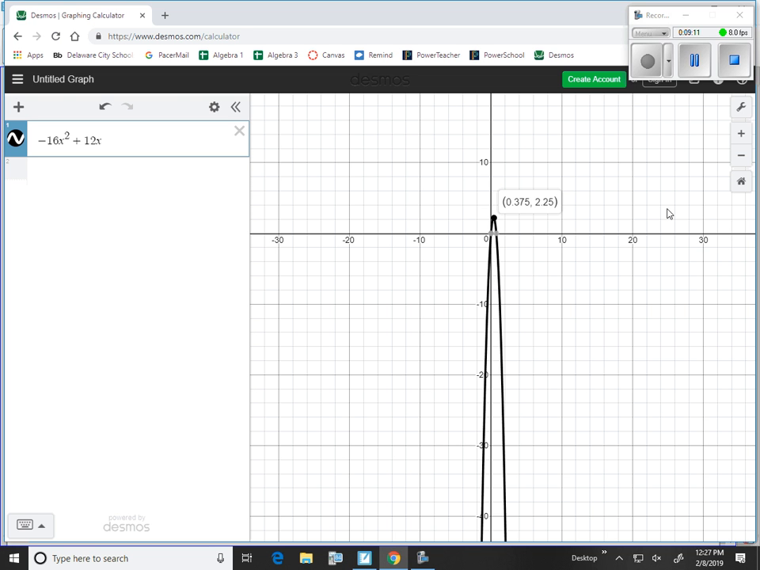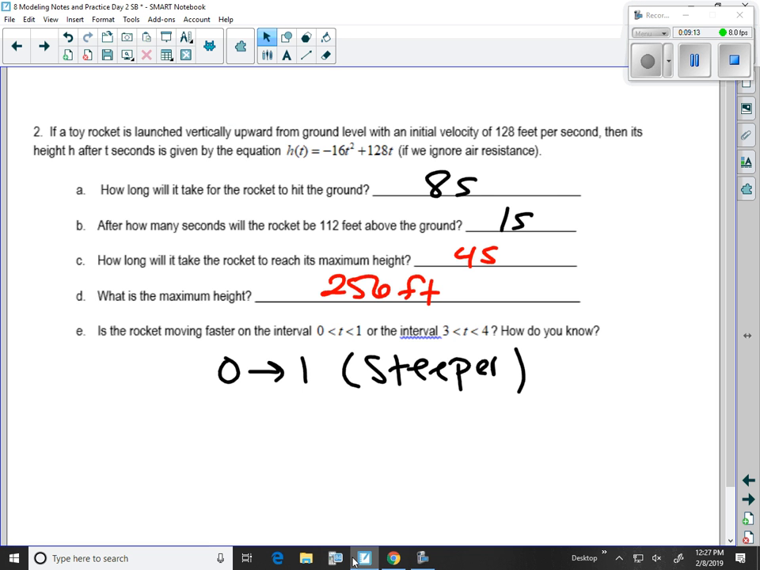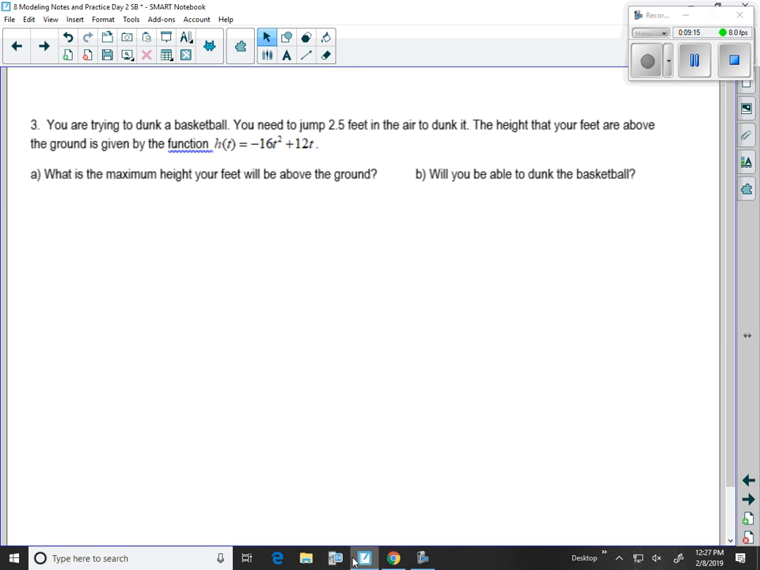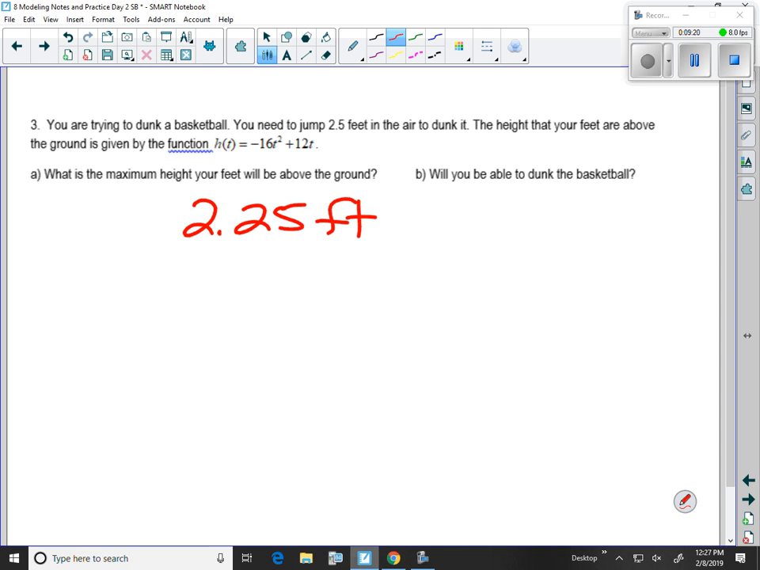Will you be able to dunk that basketball? No, I don't know. Honestly, I try every day. Friends, let's focus, please. We're never going to get this done if we don't focus.